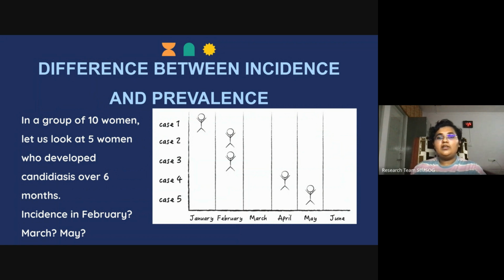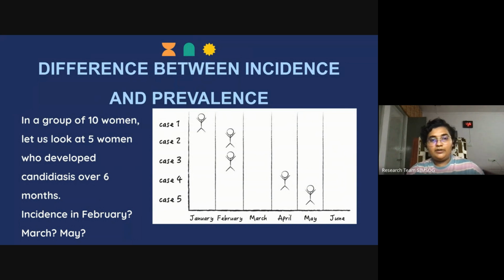Similarly, what would be the incidence in May? 1. Great. And what would be the incidence in March, let's say? 0. Okay, yes, you're all right. So that is about incidence.